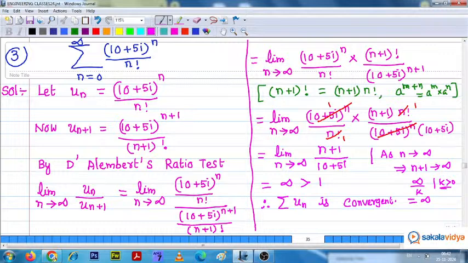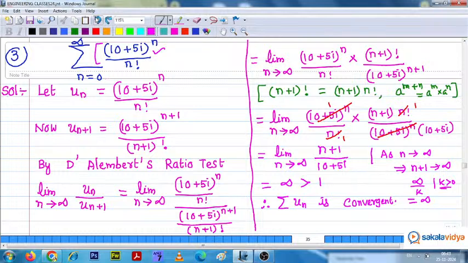I hope you might have followed. I hope you might have understood this one, right. Let me explain once again. So, the question is summation n is equal to 0 to infinity (10 plus πi) whole to the power of n by n factorial. This consists of the factorial, so we should apply D'Alembert's ratio test. Let us say this is un.